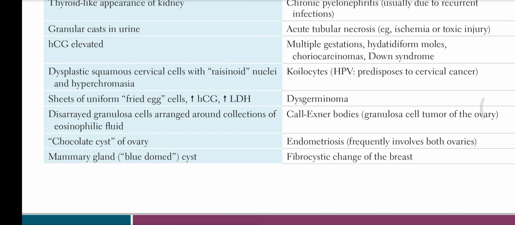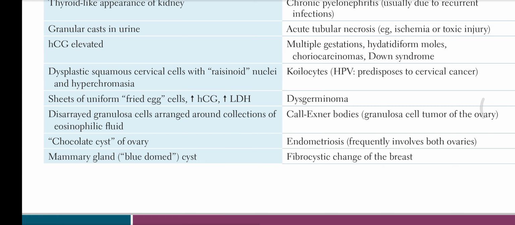Disaerated granulosa cells arranged around a collection of eosinophilic fluid are called Call-Exner bodies. That is granulosa cell tumor of the ovary.